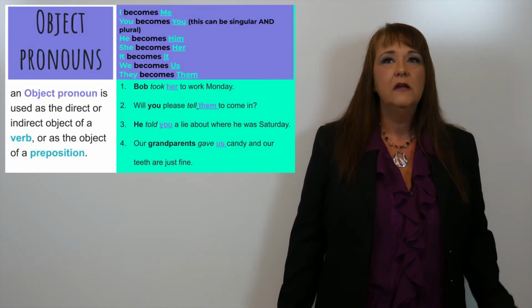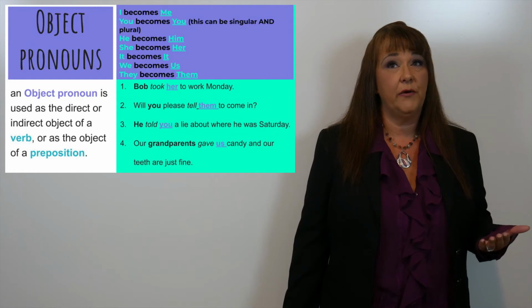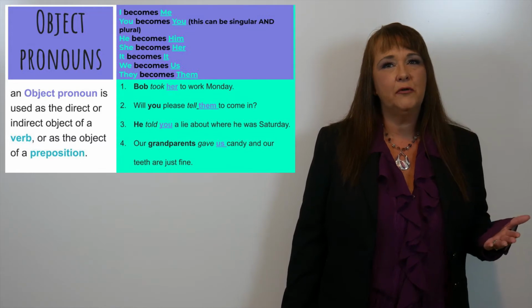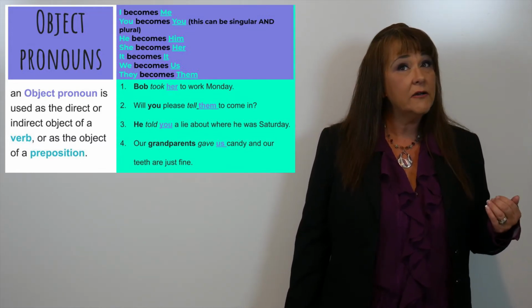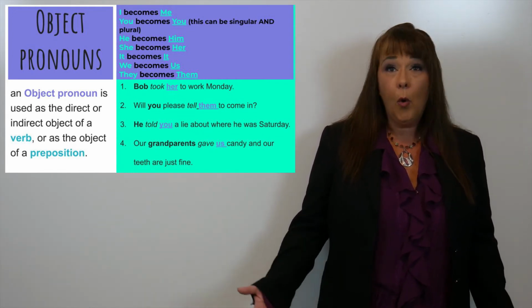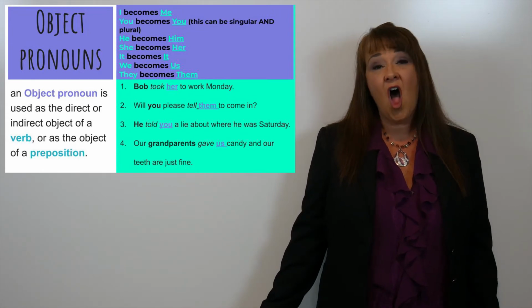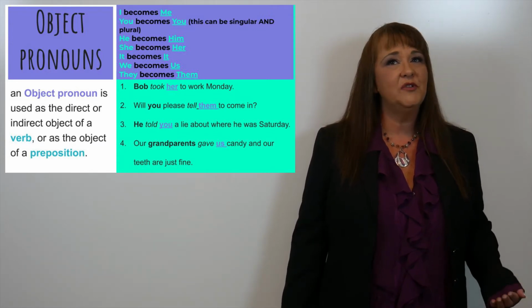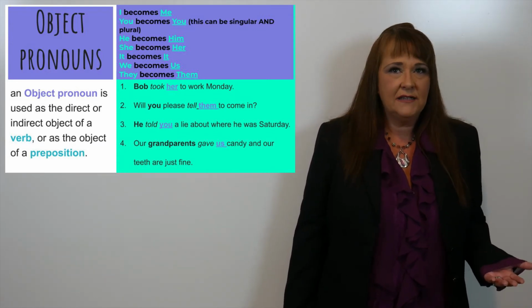Now, an object pronoun is usually used as a grammatical object. Let's go ahead and take a look at object pronouns now. So as I said, an object pronoun is a type of personal pronoun that is normally used as a grammatical object, either as a direct or indirect object of a verb, or it also can be used as the object of a preposition. These pronouns always take the objective case, whether they're indirect or direct.